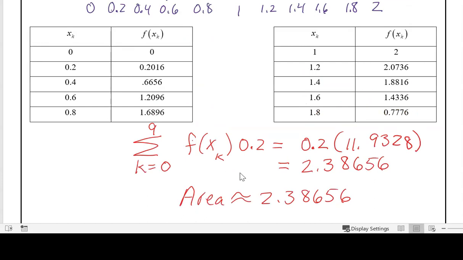The approximation for 10 rectangles was more like 2.38656. The actual value of the area under the curve, found by means that we will learn next week when we learn integration, is actually 2.4, which means that even with only 10 rectangles, I got extremely close to the actual area under the curve. The area under the curve, again, was exactly 2.4 square units. We'll be able to find that using techniques called integration, which is the reverse of differentiation.